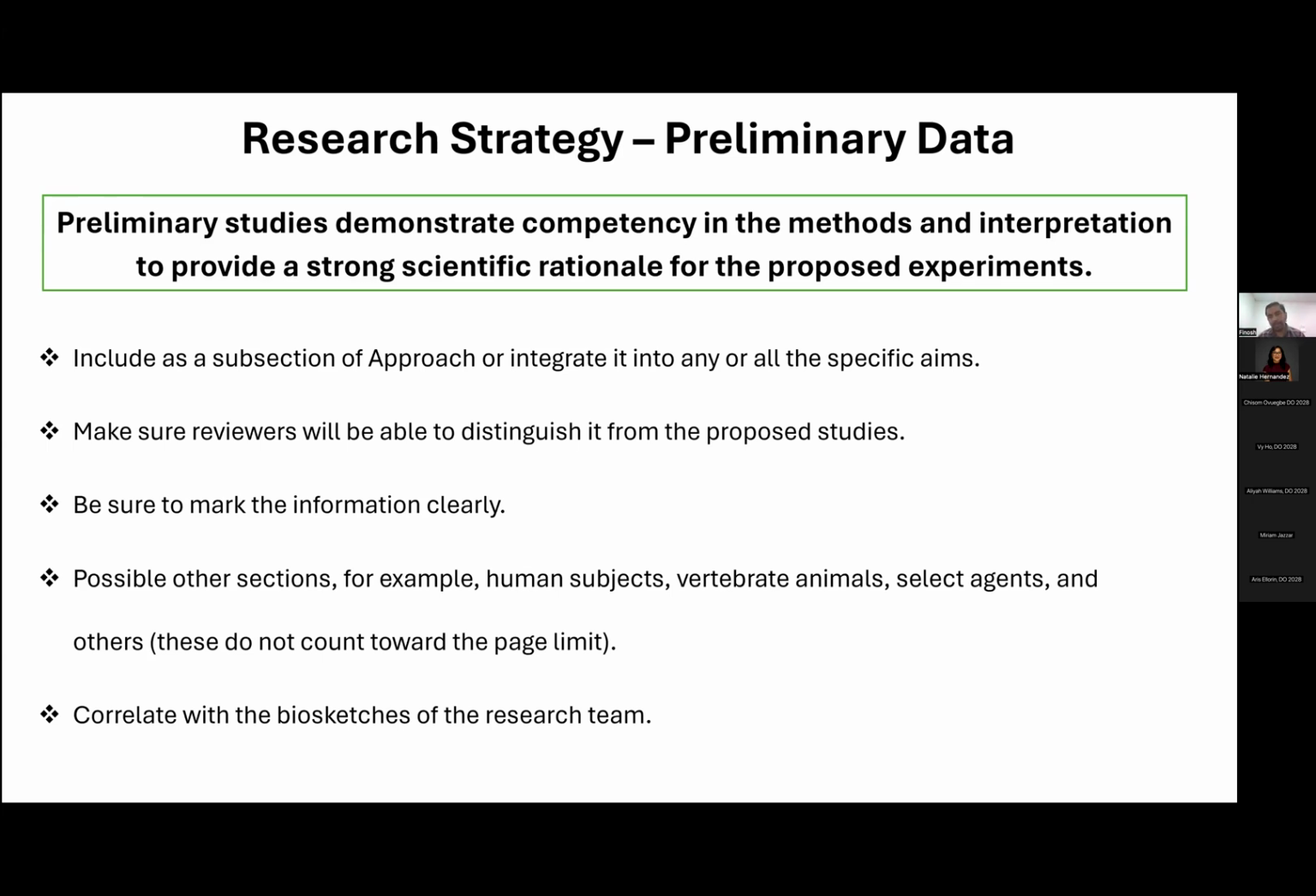And there could be other sections where you can again incorporate that information, including animal subjects, vertebrate animals, and select agents. These may not count toward the research strategy page limit, but you can mention that additional information can be found in these sections too.